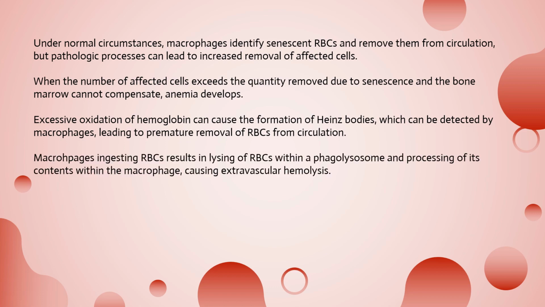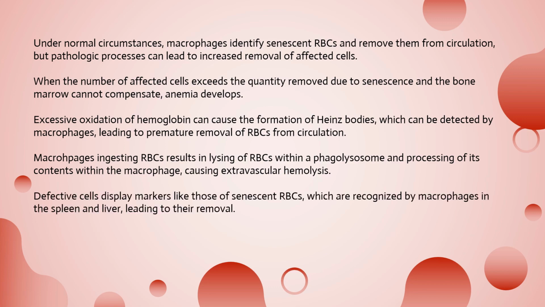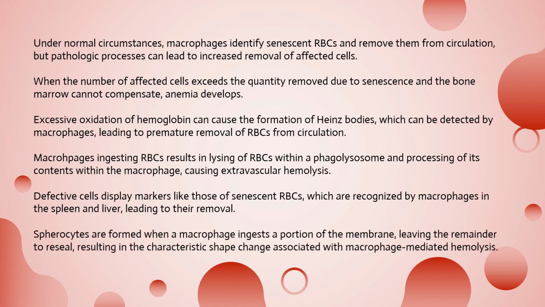Macrophages ingesting RBCs results in lysing of RBCs within a phagolysosome and processing of its contents within the macrophage, causing extravascular hemolysis. Defective cells display markers like those of senescent RBCs, which are recognized by macrophages in the spleen and liver, leading to their removal. Spherocytes are formed when a macrophage ingests a portion of the membrane, leaving the remainder to reseal, resulting in the characteristic shape change associated with macrophage-mediated hemolysis.